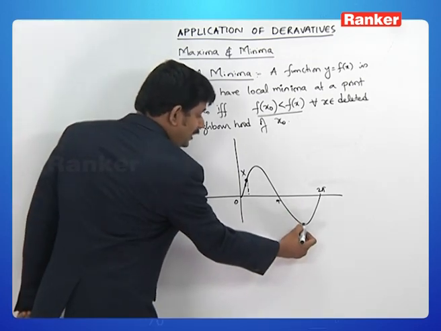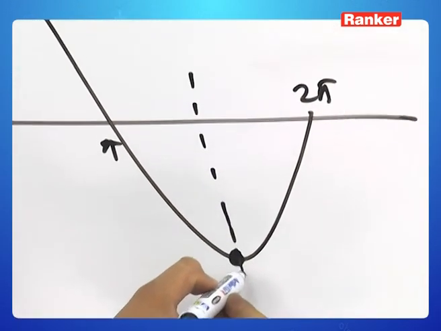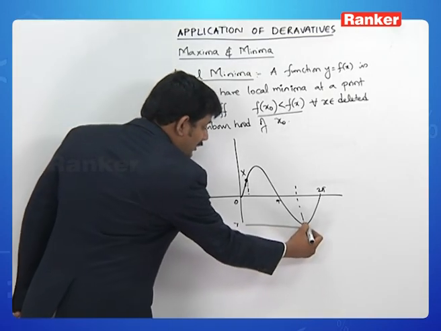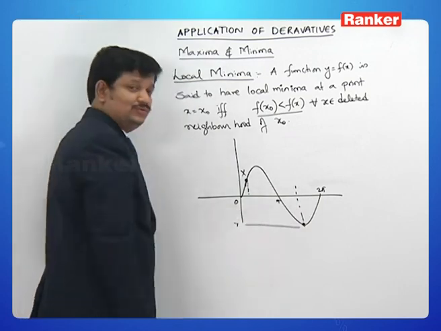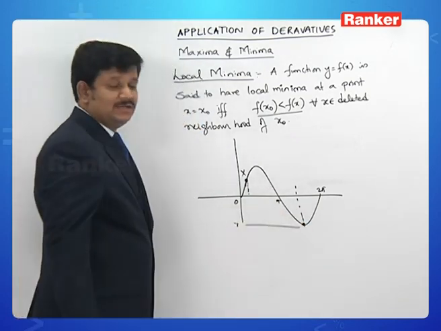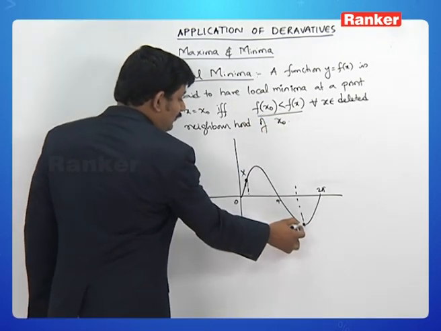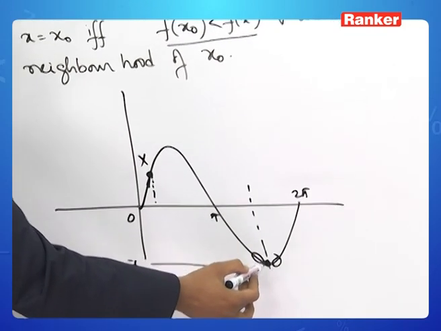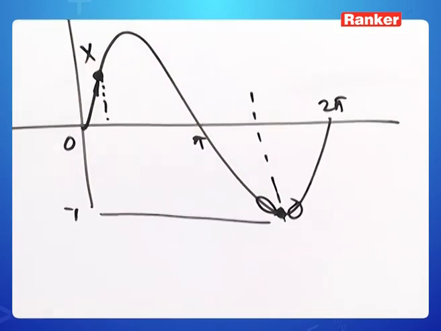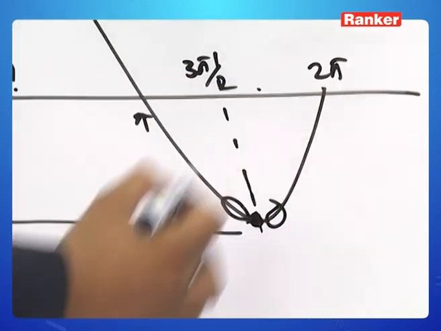If we focus on this point 3 pi by 2, f of x naught, f of 3 pi by 2, we know it is minus 1. In the right neighborhood, function values are more than minus 1, and also in the left neighborhood, function values are more than minus 1. So f of x naught is smaller than f of x for all x belonging to the deleted neighborhood, whether it is to the left or to the right, f of x is greater than minus 1. So we say this point 3 pi by 2 is a local minima.